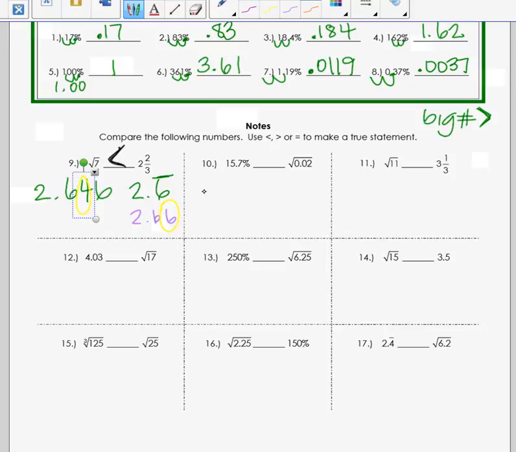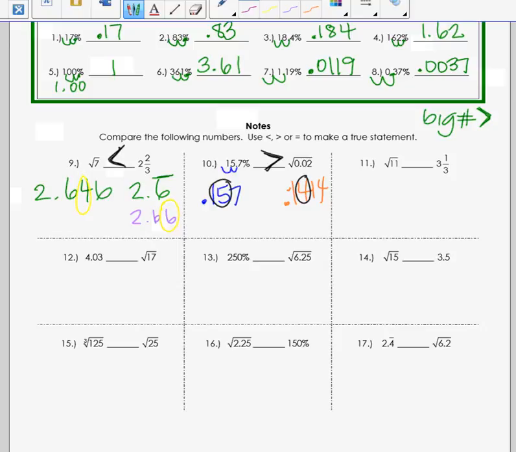Okay. For number 10, 15.7%, you're going to move it to the left, so you have 0.157. And then over here, use your calculator. The square root of 0.02 is 0.1414. Well, 0.15 and 0.14, again, you go to when it's not the same. The ones are the same, so then you look at the 5 and the 4. The 5 is bigger, so this is bigger.